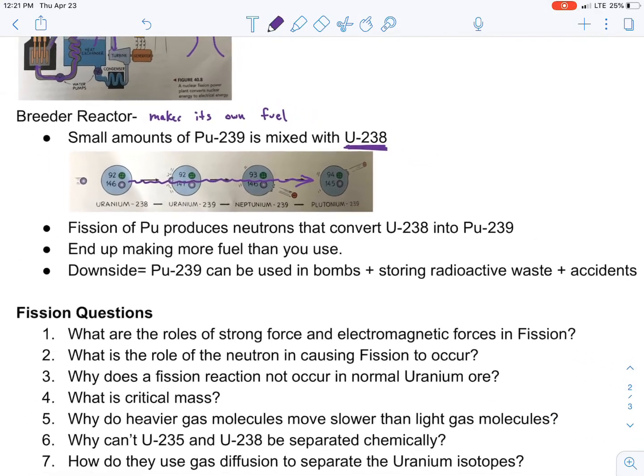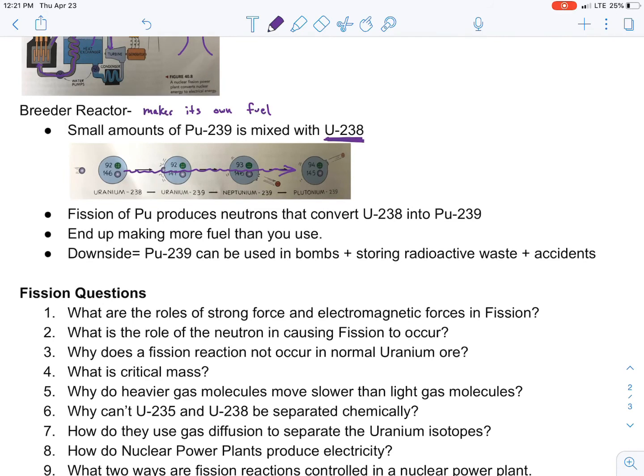And that's almost done here. Now, we're going to talk about the downsides here. We all know what the downsides of nuclear weapons are. We're not going to talk about that right now, but we'll talk about the downside of nuclear reactors. If they use a breeder reactor, they're making materials that can be used in making bombs.